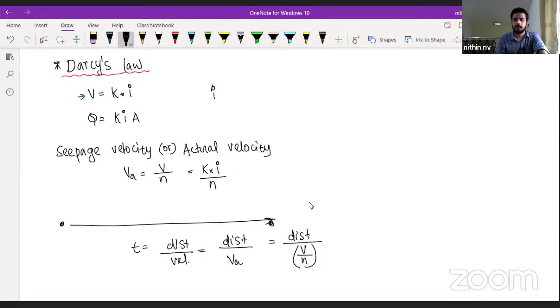Whereas K is the coefficient of permeability. I is nothing but the hydraulic gradient, that is, head loss divided by total length.